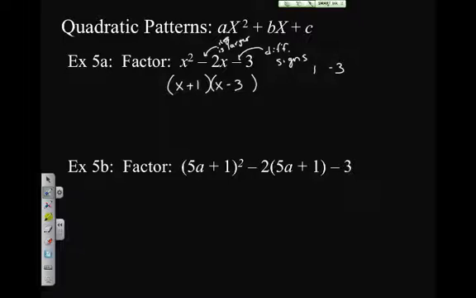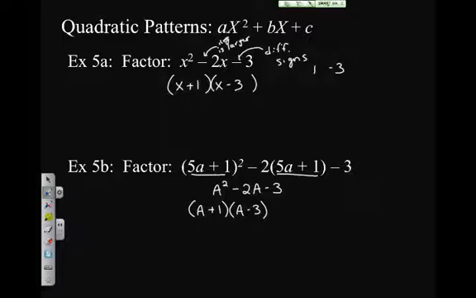So as we look at example 5b, what's really happening here is, notice we have 5a plus 1 and 5a plus 1. We could rewrite this as a squared minus 2a minus 3. Notice it has the exact same format as 5a did. So that means it factors as a plus 1 times a minus 3, since that's how the top one factored.